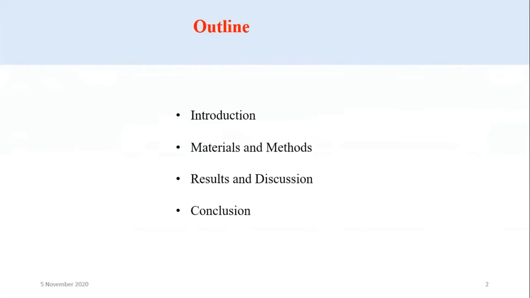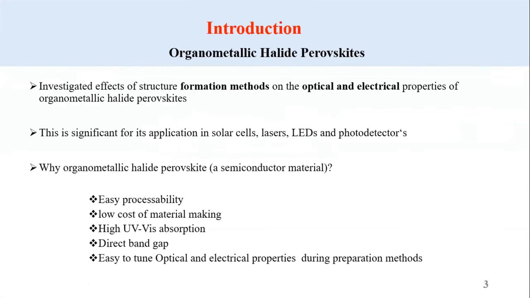Okay, then. Well, I was saying that the outline of my presentation is I take you through introduction, materials and methods, results and discussion, and then a conclusion. Well, in this study, we investigated the effects of structure formation methods on the optical and electrical properties of organometallic perovskite thin films. And this study was significant because of its wide applications in photovoltaic industry, mostly in solar cells as absorber material, in lasers, light emitting diodes, and photodetectors.